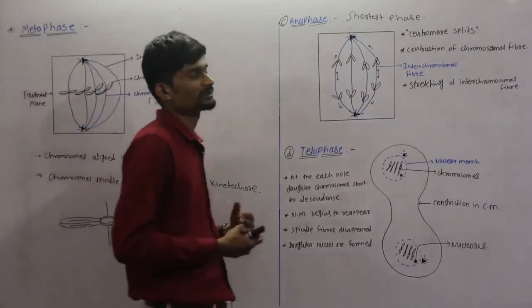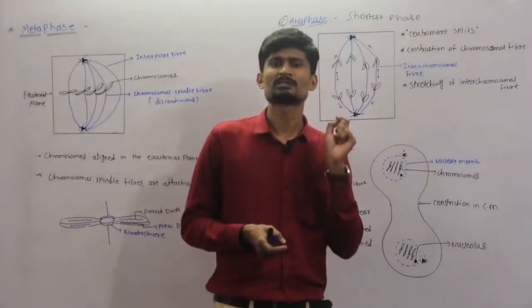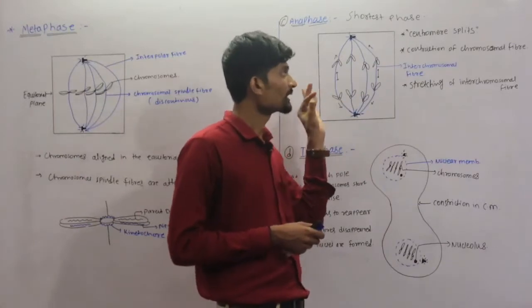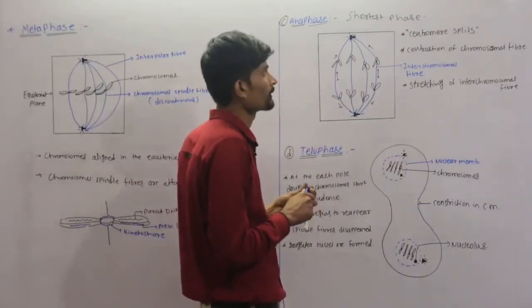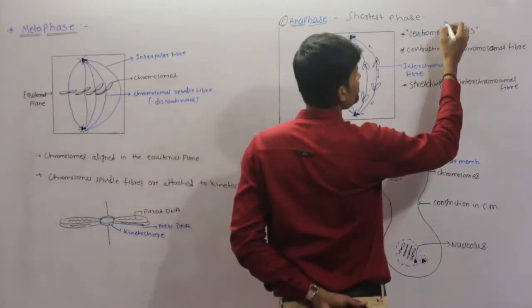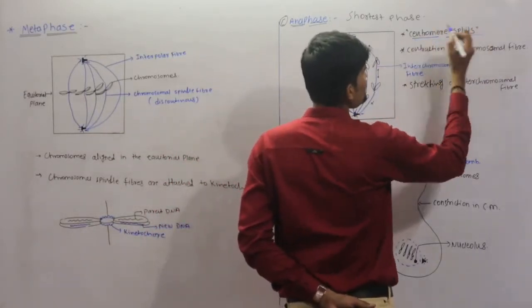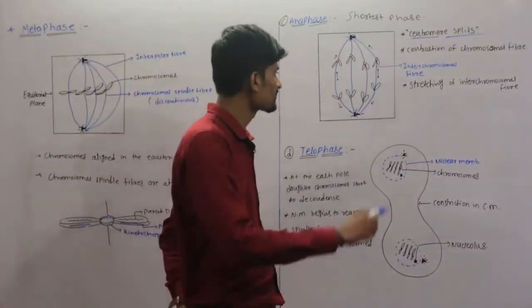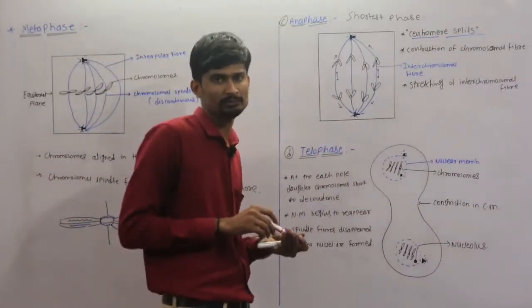Now next phase, that is the anaphase. This anaphase is the shortest phase of mitosis. Now the important event in the anaphase is the centromere splitting. In anaphase there is a splitting of the centromere.